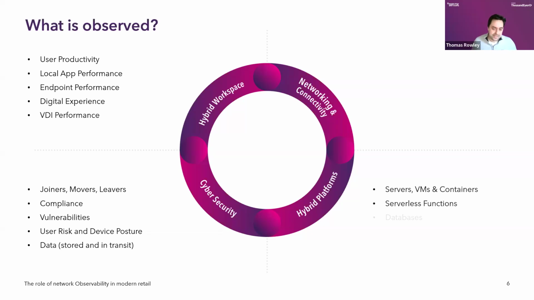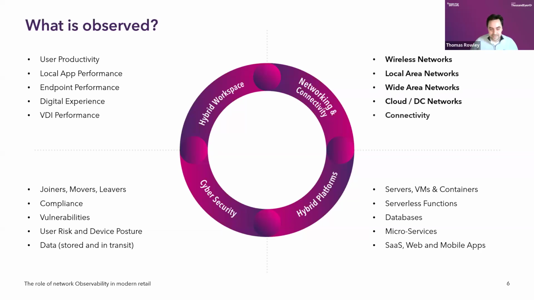Next up, hybrid platforms. And this is more focused at that application and infrastructure layer, whether that's looking at application performance, how that relates to server performance, or even mobile applications. And finally, the best to last, of course, I would say, is networking and connectivity. It is the glue that pulls all of our environment together, whether it's wireless networks, LAN, WAN, cloud, data center networks, or connectivity itself.